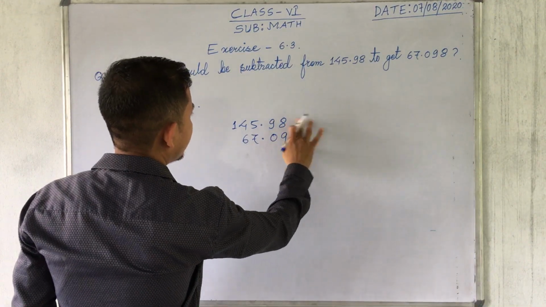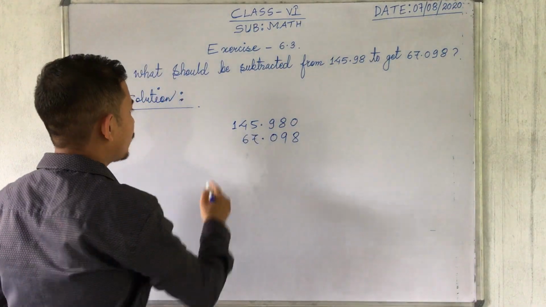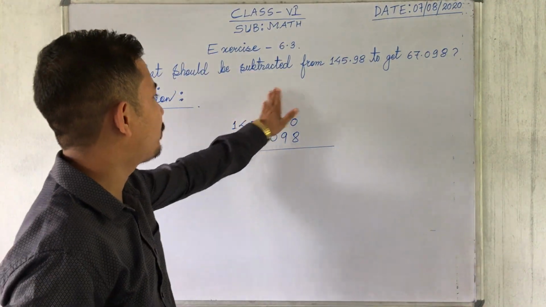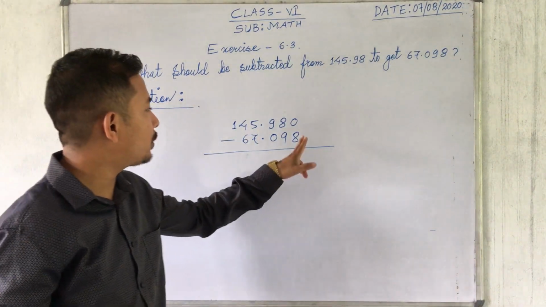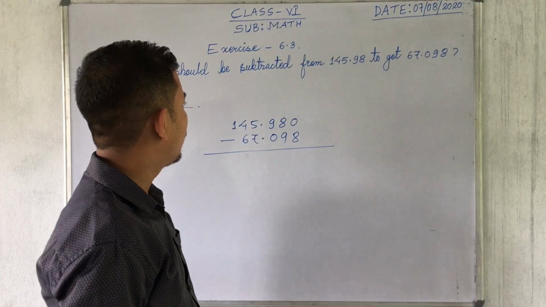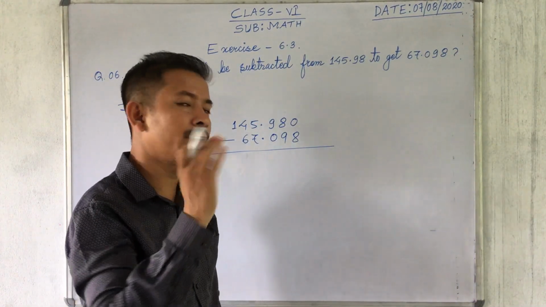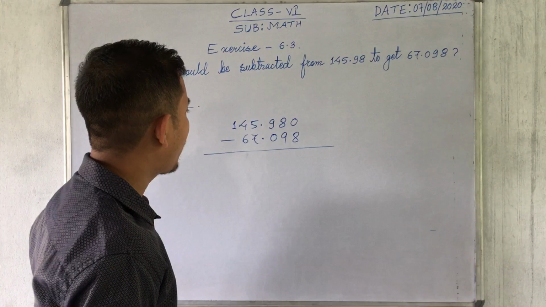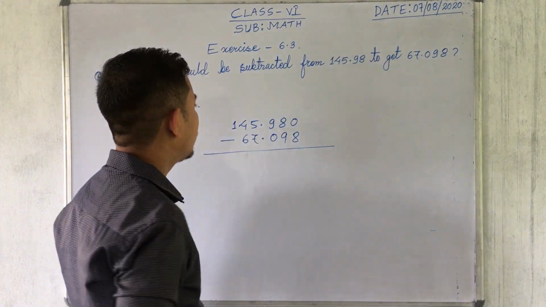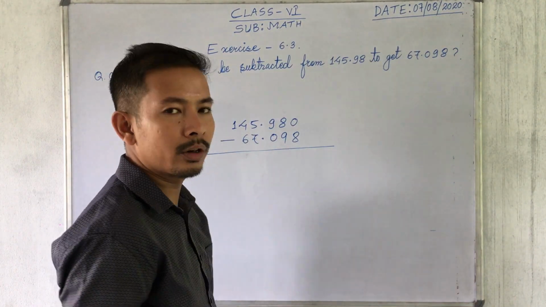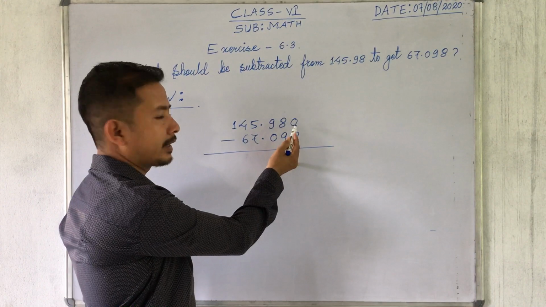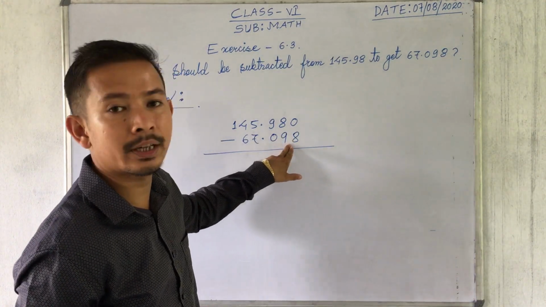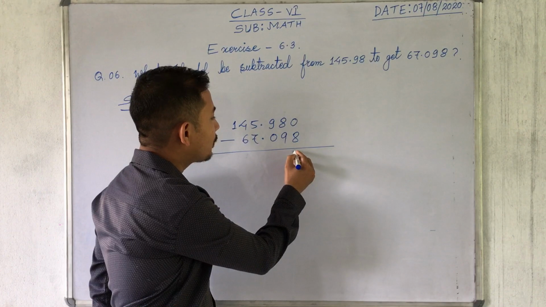After the decimal point, if there is no number, then we can put 0. Now I am going to subtract 67.098 from 145.980. Look here, is it possible to subtract 8 from 0? Not possible, obviously, because 0 is a smaller number than 8. Then in this case, what will we do? As you know, you have already done this type of subtraction in classes 3 and 4. We have to borrow 1 from 8, so there will be 10. Now we can subtract 8 from 10, and there will be 2.